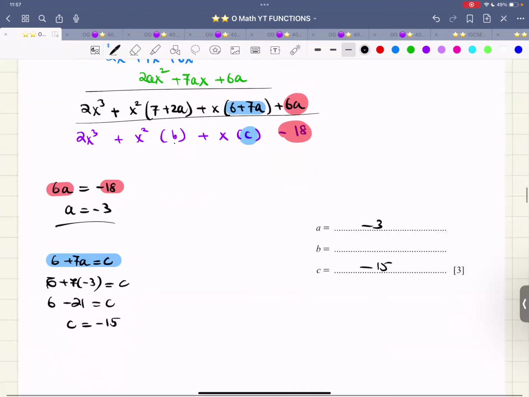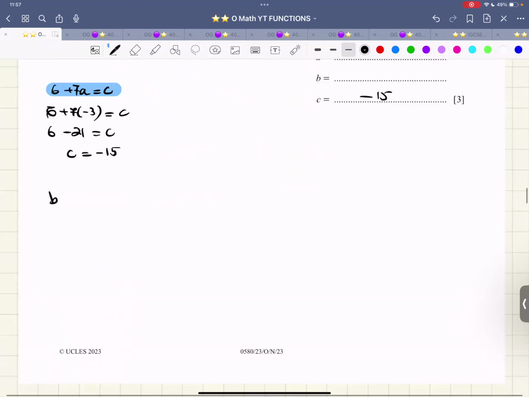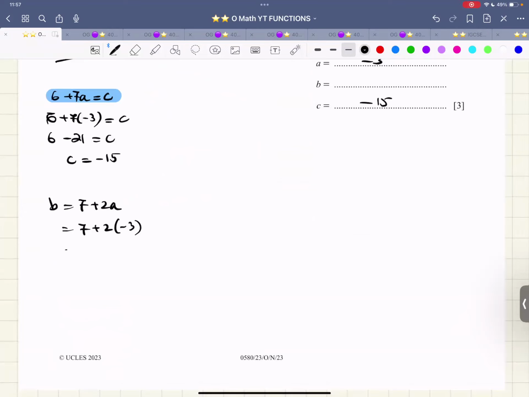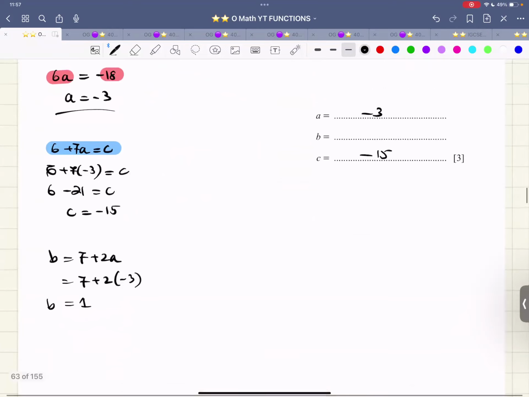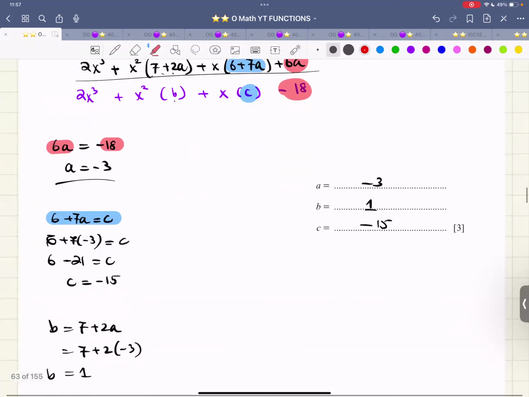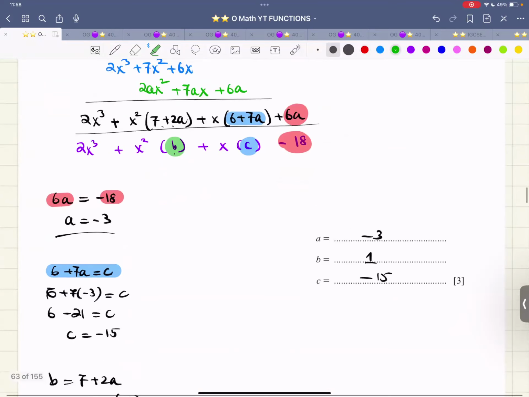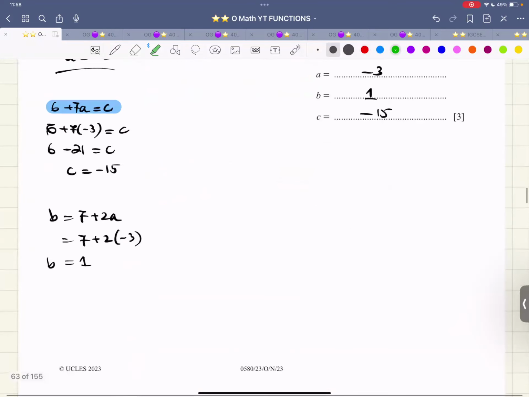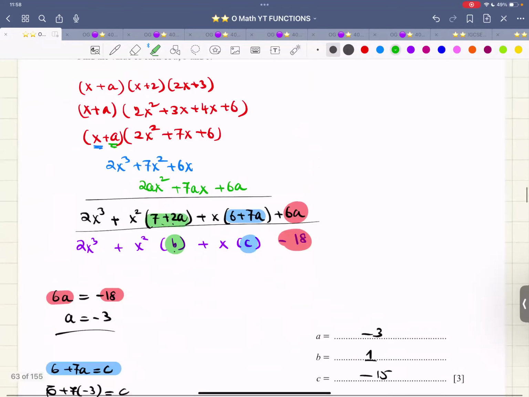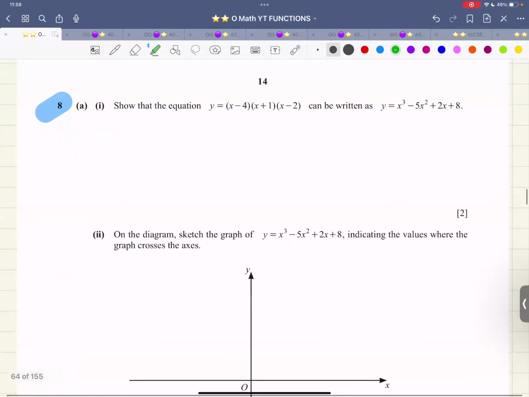And b is 7 plus 2a. That is 7 plus 2 times negative 3. 7 minus 6 is 1. Therefore, b is 1. And let me put another color over here so that you can have a good idea what exactly I am doing. That's how you solve it. You compare coefficients, you give the answer.